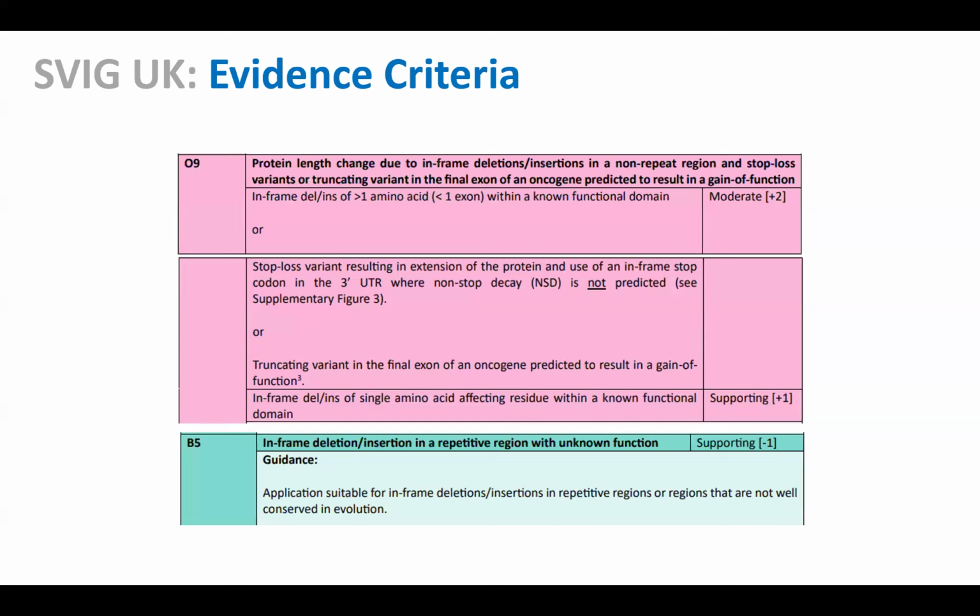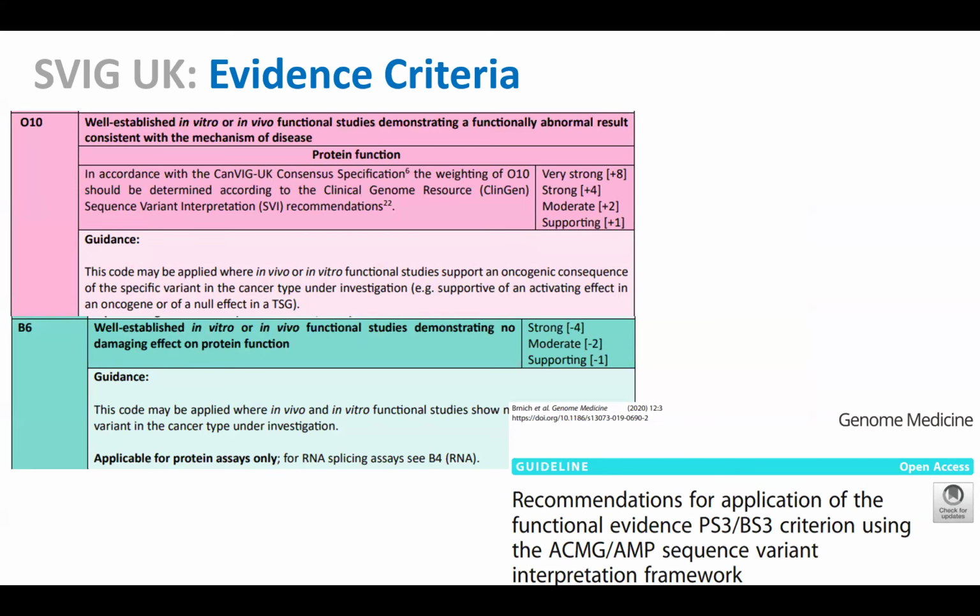O9 is where there is a protein length change, in-frame deletions and insertions. It varies in strength based on whether it is greater than one amino acid, limited to one full exon, or smaller, essentially affecting a single residue. The benign equivalent is if the in-frame deletion or insertion happens in a repetitive region and there is an unknown function there. O10, with the B6 benign equivalent, is essentially functional studies. PS3, if you use the germline, is based on the Brnich et al. publication from 2020.